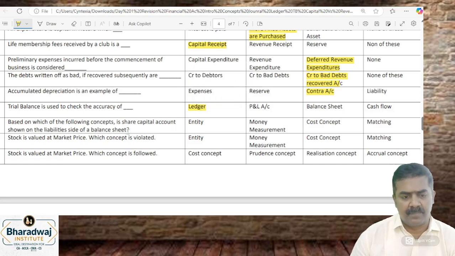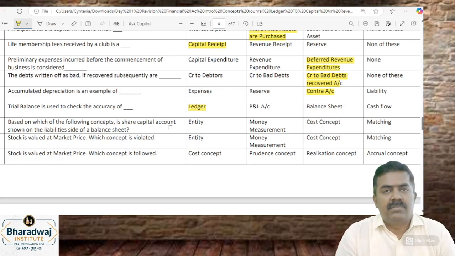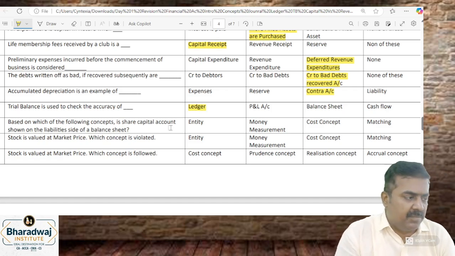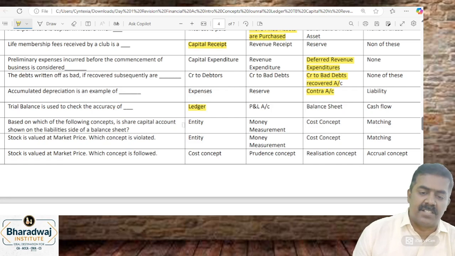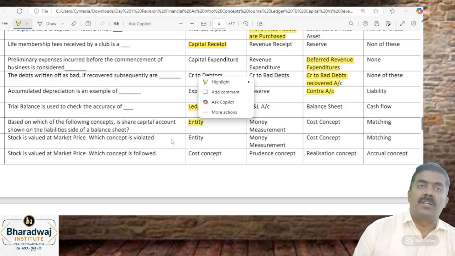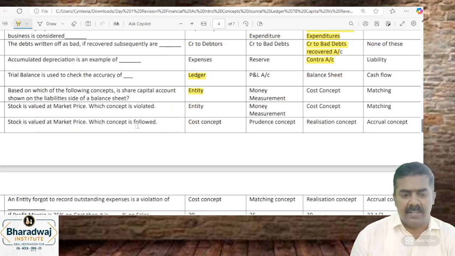Based on which of the following concepts is share capital account shown in the liability side of the balance sheet? We show capital in the liability side of the balance sheet because of the business entity concept. Treat owner and business as separate entity.